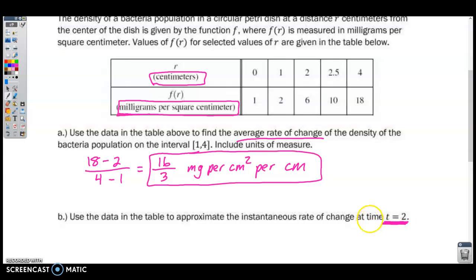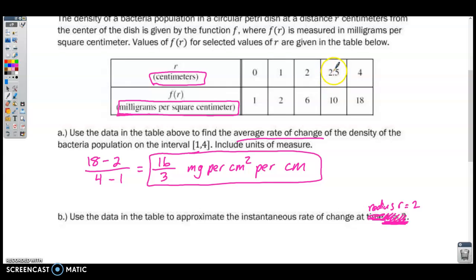Actually it's not at time t equals 2, it's at radius r equals 2. We'll have to fix that. And so we're finding it at radius r equals 2, but that's contained in a bunch of different intervals. It would be a little bit different if we were finding it at radius 3.